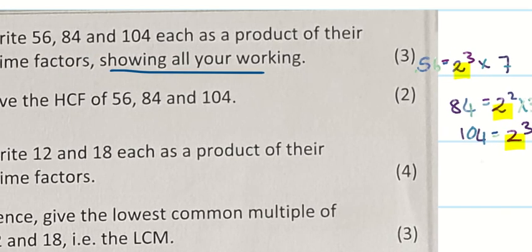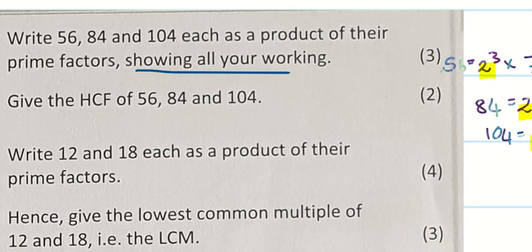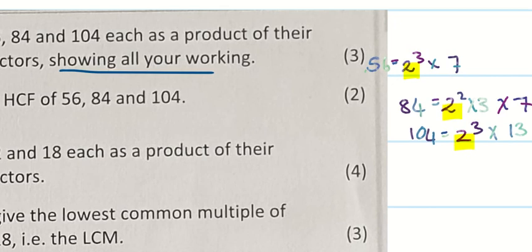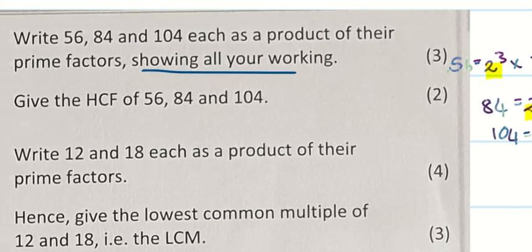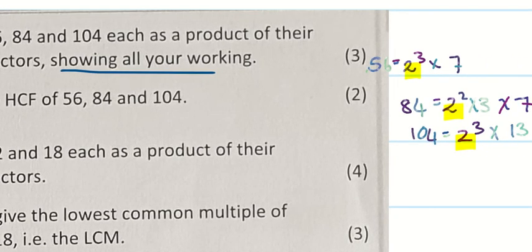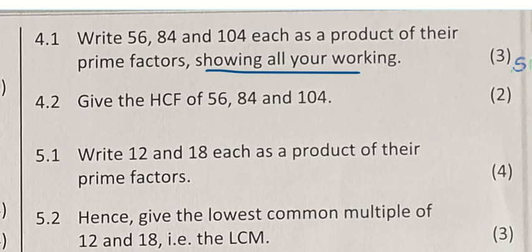Now they ask you to give the highest common factor of 56, 84 and 104. We looked in the previous lesson at a method for how we can do that. When the numbers are prime factorized, we look at the common prime factors. And then, although it says highest common factor, we use the one with the lowest exponent. So I'm going to write my answer right here, in the following way.